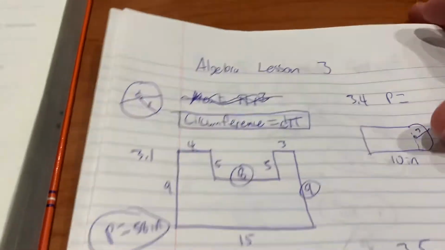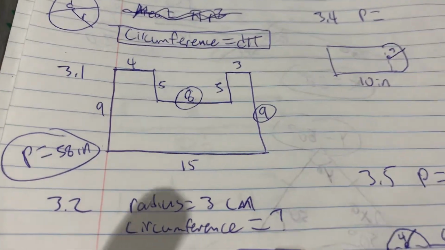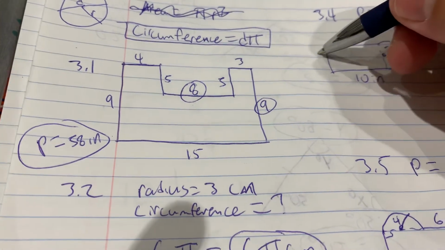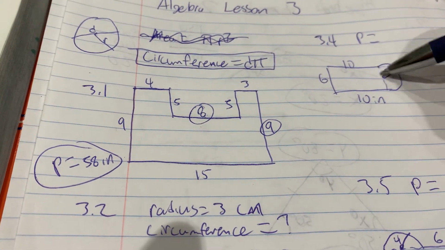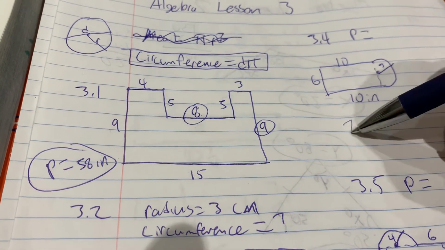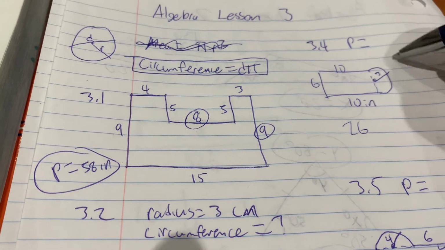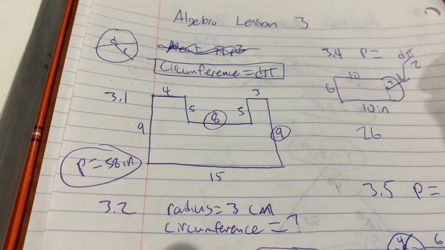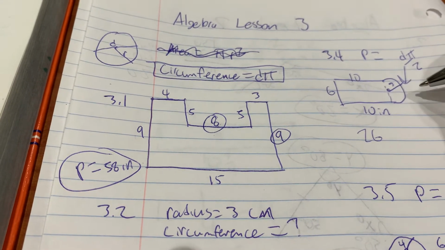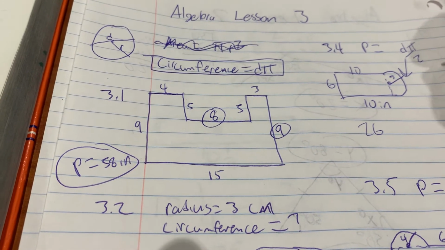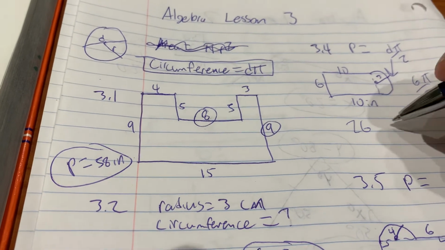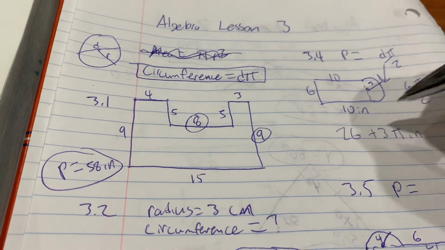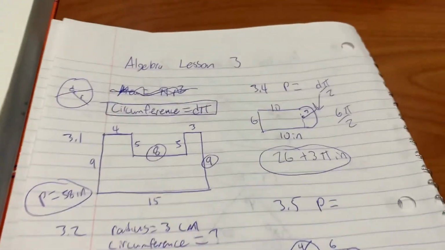All right, 3.4, perimeter of this shape. Got to fill in the missing sides. This is 10 inches, so this has to be 10 inches. I know that this has to be 6, because if the radius is 3, then this diameter has to be 6. So it's going to be 26 if I add these three sides together. And then this is going to be diameter times pi divided by 2, because this is just a half circle. So I know the diameter is going to be 6, so it's going to be 6 pi divided by 2, which is the same as 3 pi. So it's 26 plus 3 pi inches.